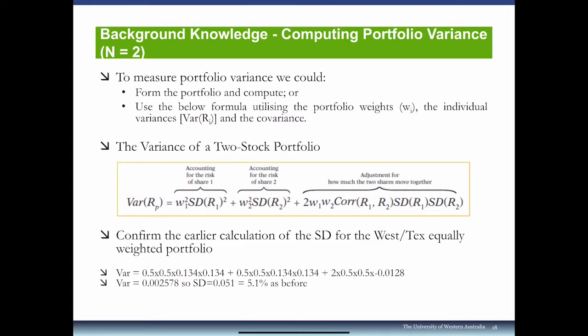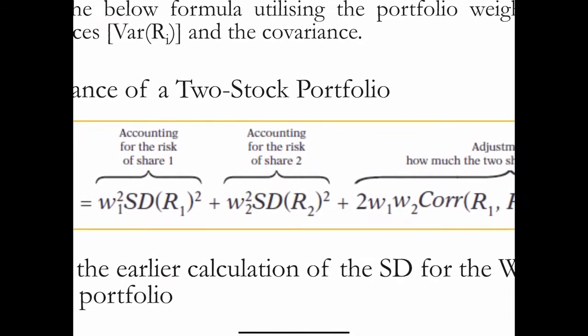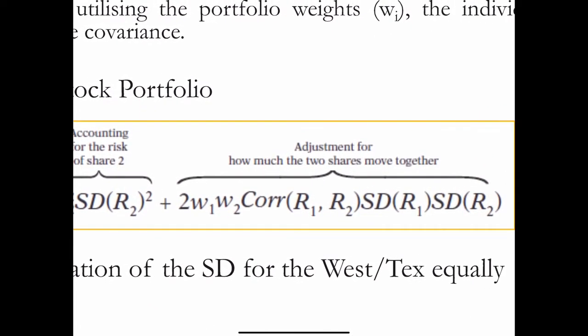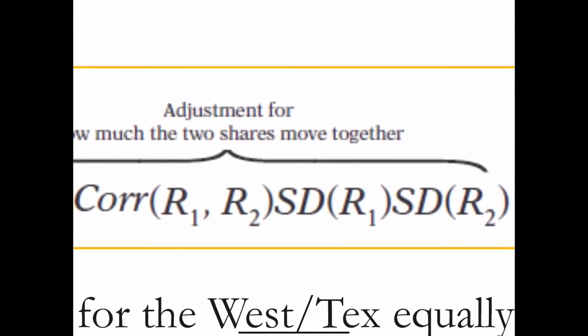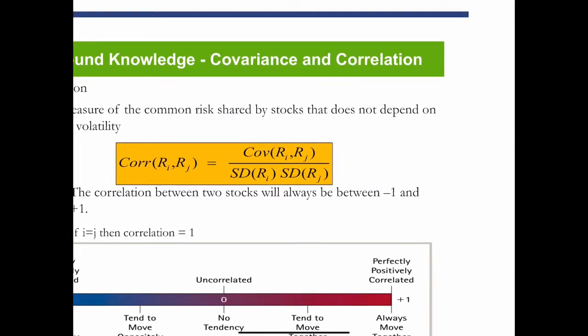variance using these formulas, which is w1 squared, the weight of the first stock squared, times the variance of the first stock, plus the weight of the second stock squared times the variance of stock 2, plus 2 times w1, w2, times the correlation, times the standard deviation of R1, times the standard deviation of R2. So some of you may know that this term over here, correlation times standard deviations, is the same as covariance, right? Because that's just how we define it. If you rearrange the formula, you get covariance equals correlation times the two standard deviations, right?